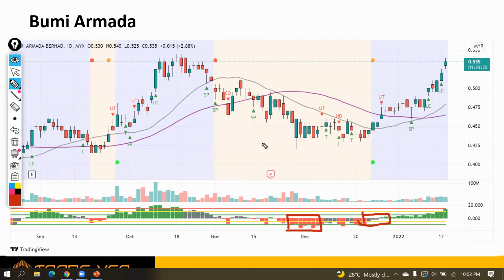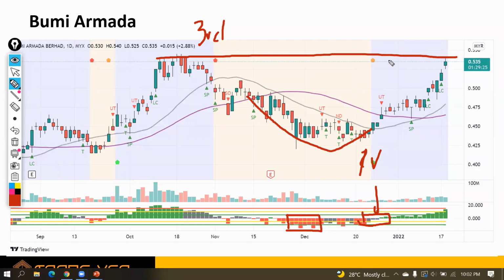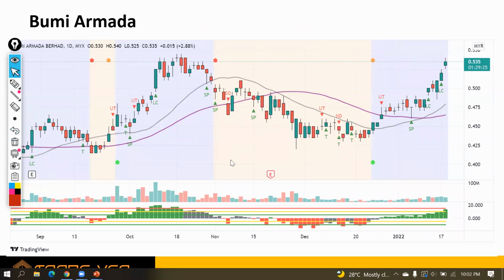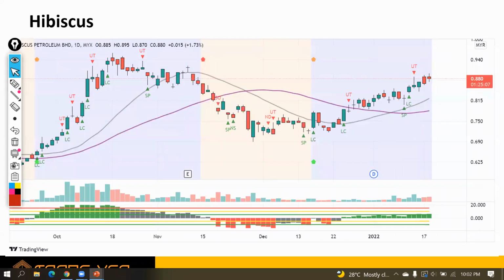So this is the third setup from what we shared yesterday: from red to gray and slowly turning into green. This is the reversal setup. Of course, now it is very close to the resistance. How do we know it's resistance? Don't worry, I've got a very easy way for you to identify where the resistance and support are. Now, the next chart I would like to highlight is Hibiscus.